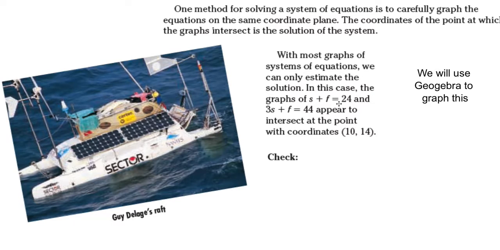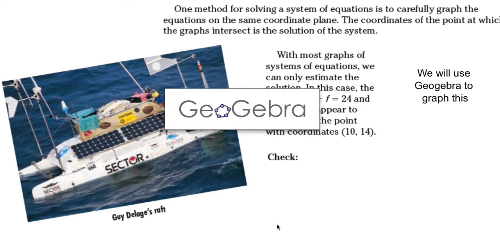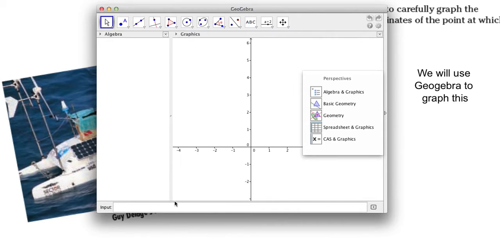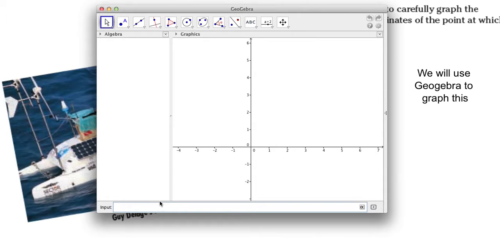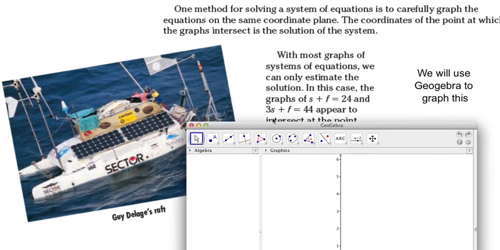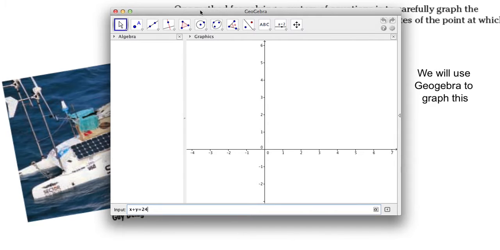To graph s plus f equals 24 and 3s plus f equals 44. Let's first graph s plus f equals 24, using GeoGebra. Instead of s plus f, we'll do x plus y. So we have x plus y equals 24. We're just changing the variables, but it's the same thing.